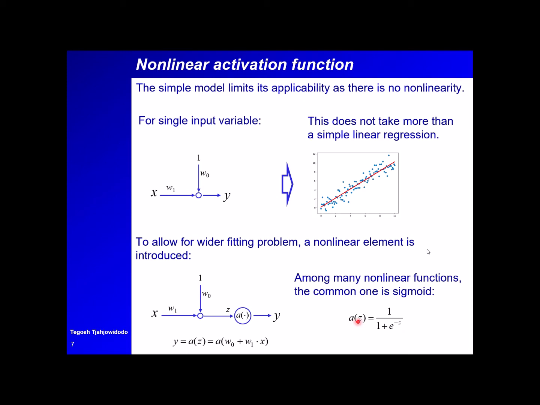And then I put this as the nonlinear element to this network. So my complete network now is becoming like this. How to read this network then? Y is just the function of A for Z, which appears as a linear function of x times w1 plus w0. So basically here y is equal to function of A for w0 plus w1 times x, right?